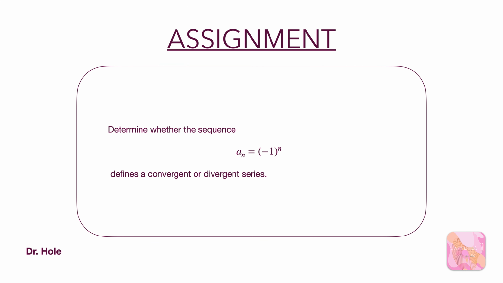Okay, so here's an opportunity for you to play around a little bit. Suppose that the sequence ping-pongs back and forth between 1 and -1. Does this sequence determine a series which is convergent or divergent? Hint, it's divergent. Think of the reason why.